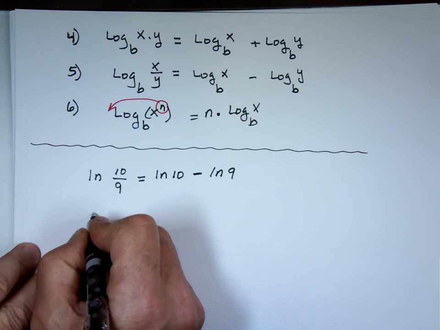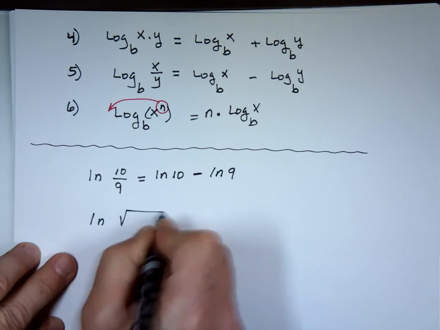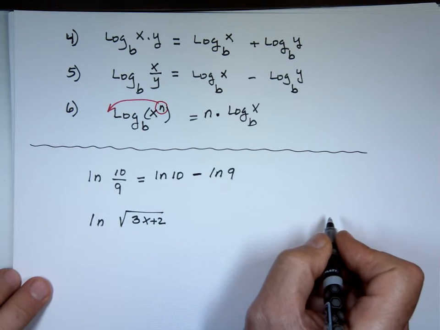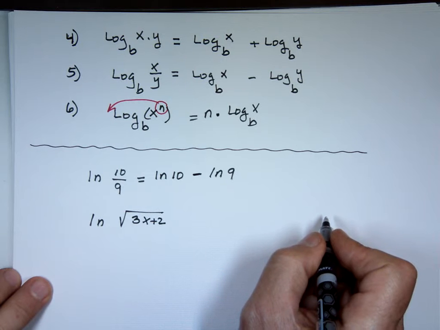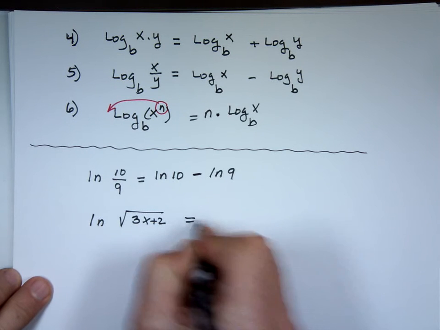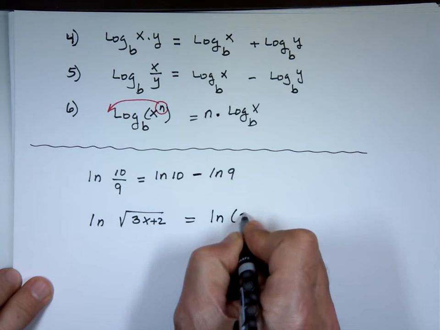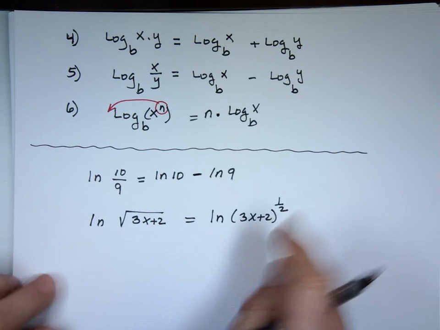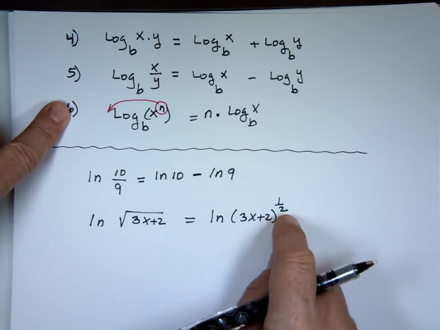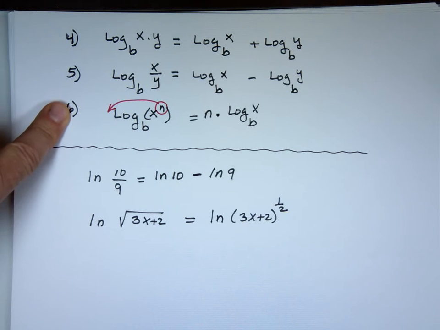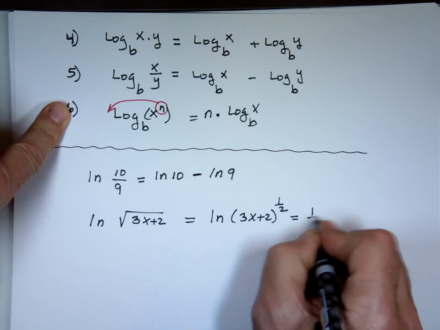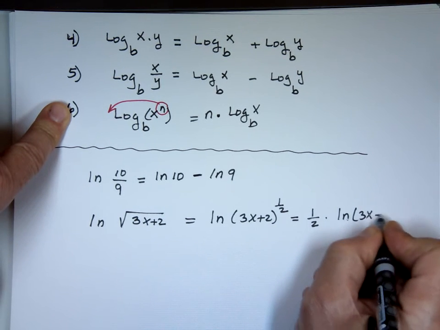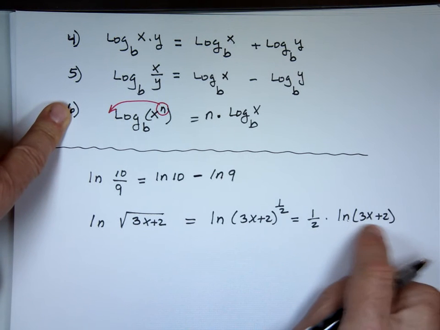If I said the natural log of square root of 3x plus 2, the square root means the power of what? 1/2. I can use rule number 6, which says take the power and do what with it? Move it to the front. And I can't break an addition or subtraction. I can't simplify this. That's addition.